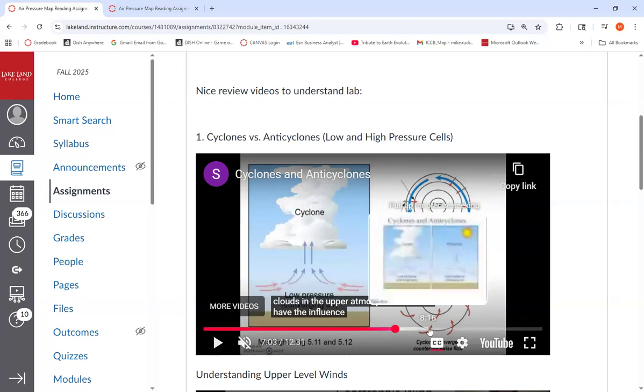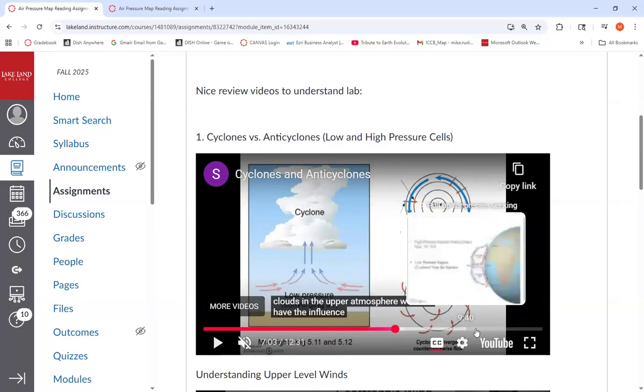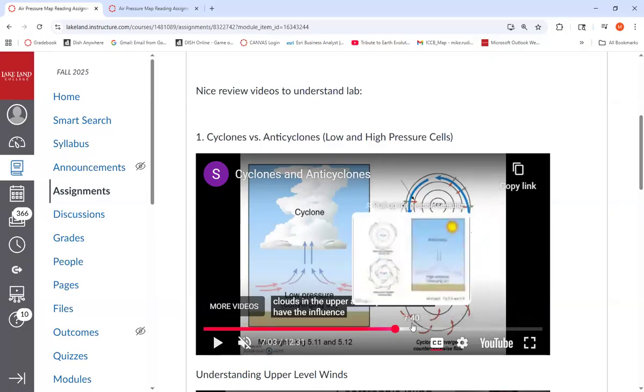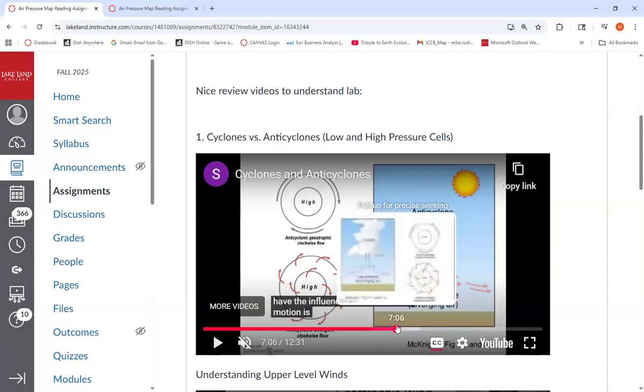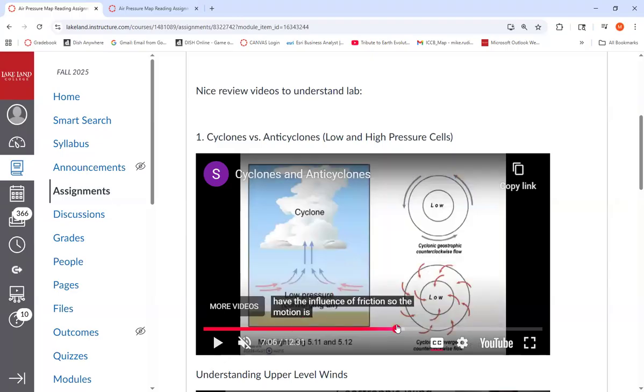So you use this diagram, or this video, and it will really walk you through how to understand how air moves around highs in the northern hemisphere and how it gets pulled into lows. And so your arrows should follow very closely the video's diagrams here, labeling winds around highs and lows off this diagram from the video. So this is a really good video to answer that question.